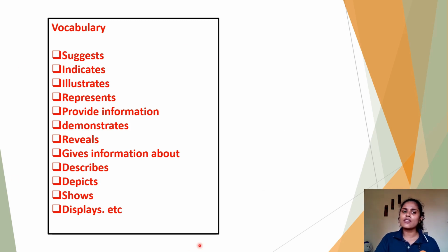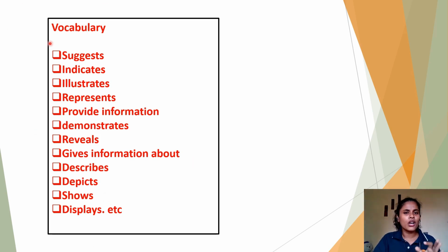Likewise, here are some words that you can use instead of just saying this graph describes, this graph represents. Don't use the same words. You can use new words: suggests, indicates, illustrates, represents, provides information, which you can use like, the graph provides information on expenses by month. Likewise, you can continue: demonstrates, reveals, gives information about, describes, depicts, shows, displays, and so on.